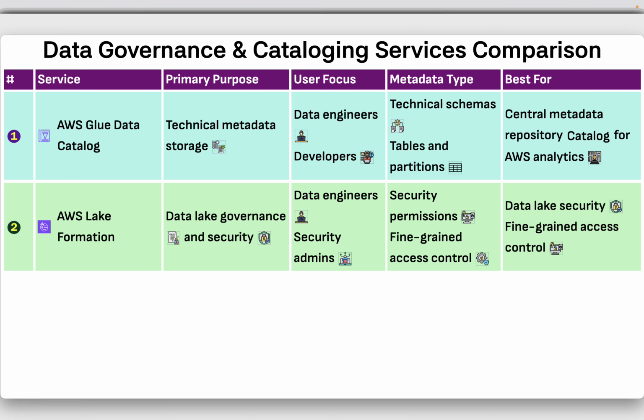Next, AWS Lake Formation. The primary purpose of this service is data lake governance and security. User focus, so audience is data engineers and security admins. Metadata type: security permissions, fine-grained access control. Best for data lake security and providing fine-grained access control.